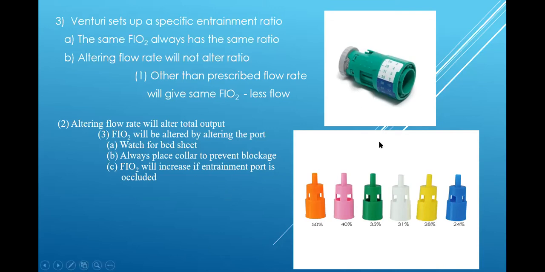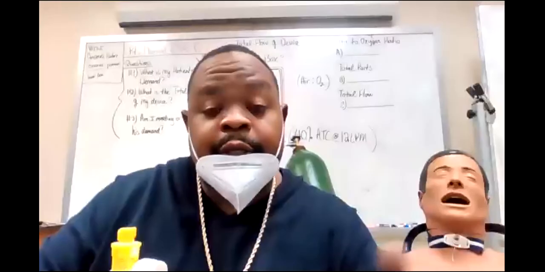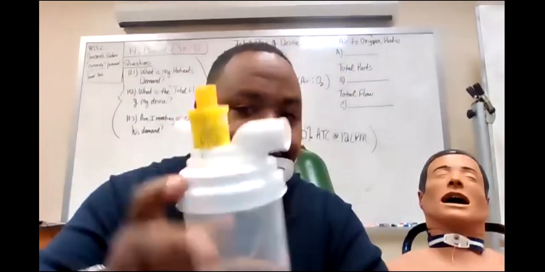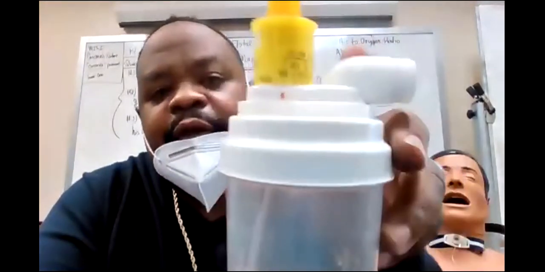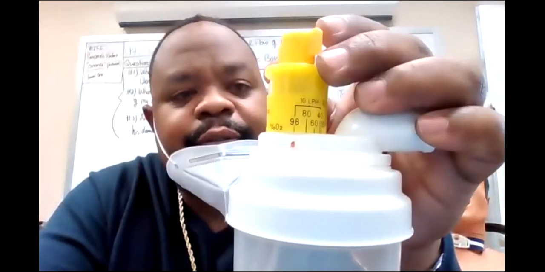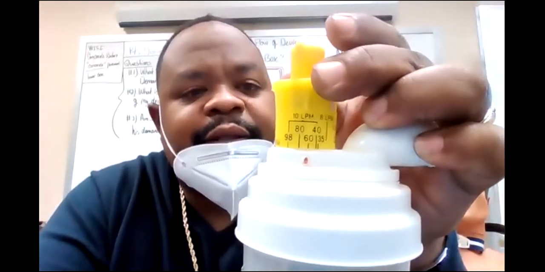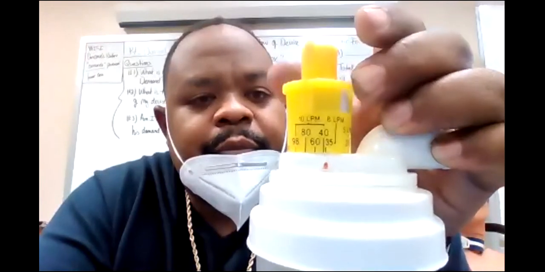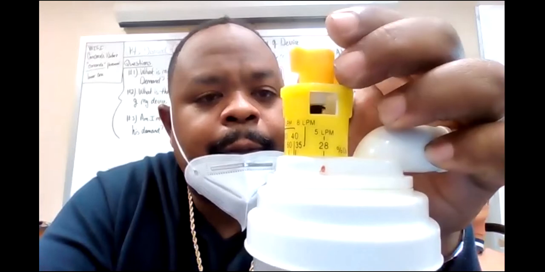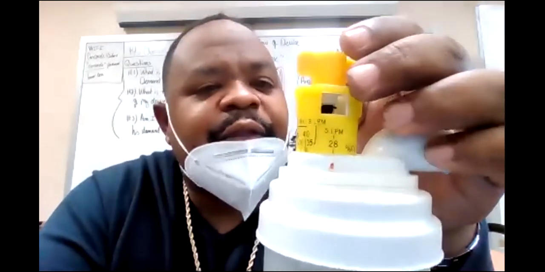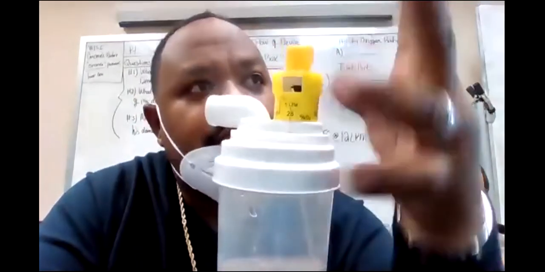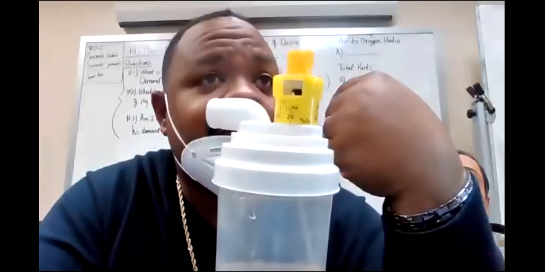So let me show you, this is just a picture of them here, but let me show you an example of Venturi. This is a Venturi type device here. Notice how it has a little arrow there. What is that arrow saying the percentage is? 98, what about that right there? What about that? What about that? Yeah, okay, now what about this right here? 28, right? Notice how the lower the FiO2 got, the bigger these windows got. See these windows? Right? This is the air entrainment window right here. The bigger the window, the more outside air is being sucked in, so the less FiO2 you're gonna have, right?